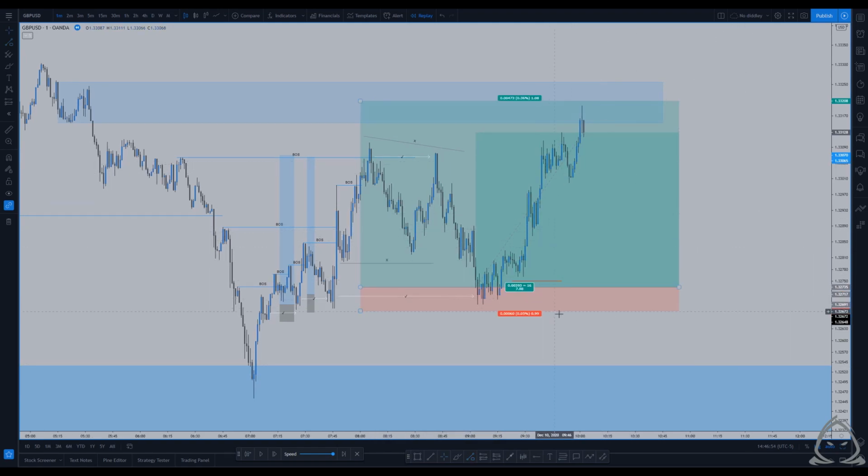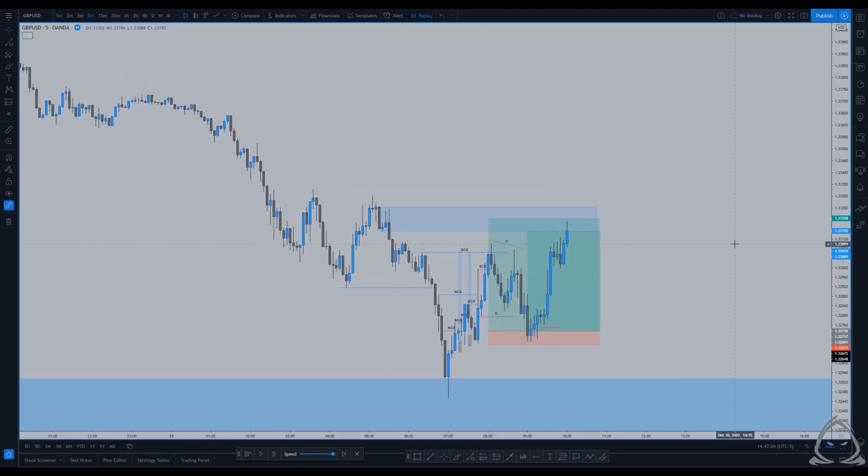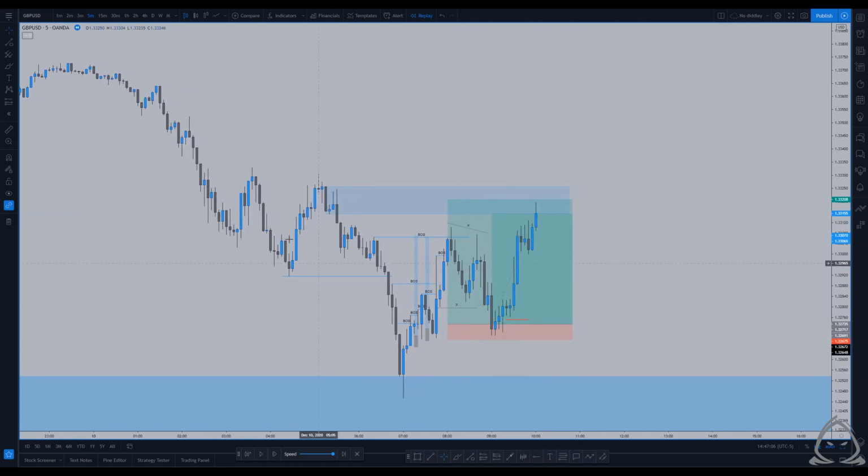And one of the main reasons why I also factored in this area is if I look at structure a little bit cleaner on the 5 minute, what we can see is our swing high was here. We broke it with a wick. We returned to the order block, which is what we've entered on.